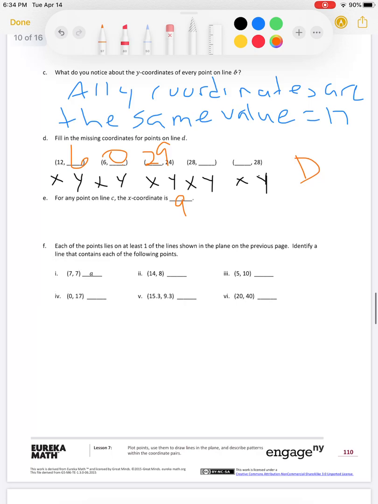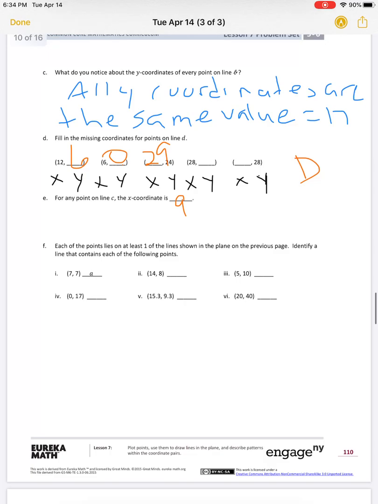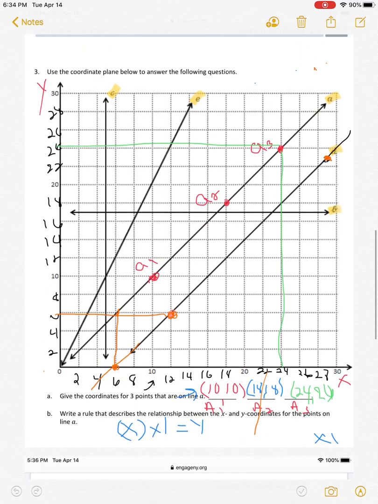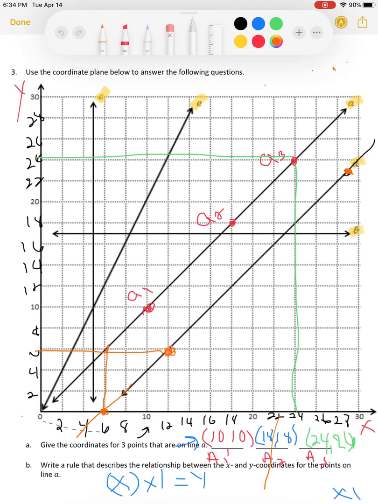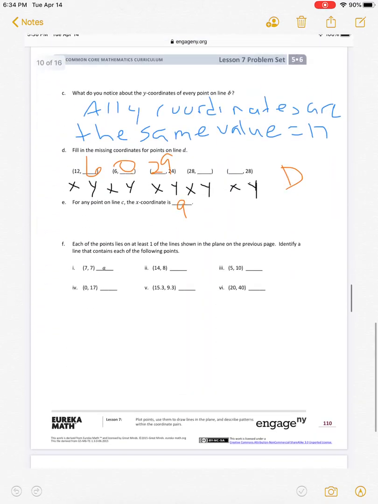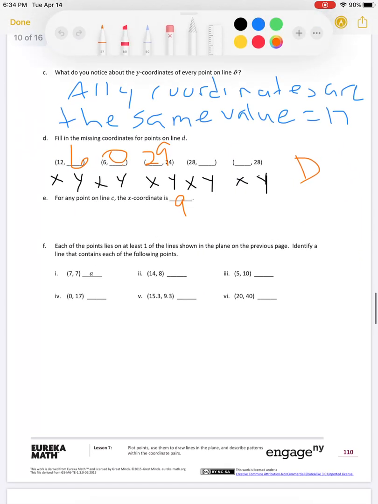So let's go back to our graph, our coordinate plane. 7, 7. X 7, y 7. So let's take a look. I'm going to look at 7 on the x-axis. I want you all to follow, so I'll grab that little pen tool. I'm going to look at 7 on the x-axis, which is in between 8 and 6. And then I'll look at 7 on the y-axis, which is in between 8 and 6. So what line does that sit on? This line here, which is line A. Very good. So we can go back and fill in line A, just like they have it.